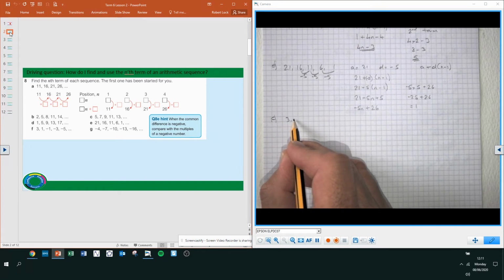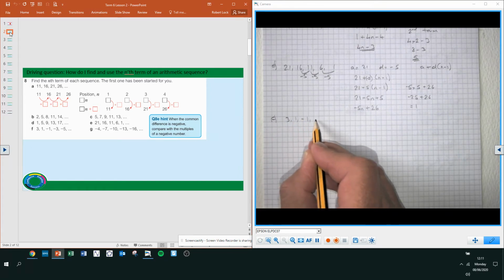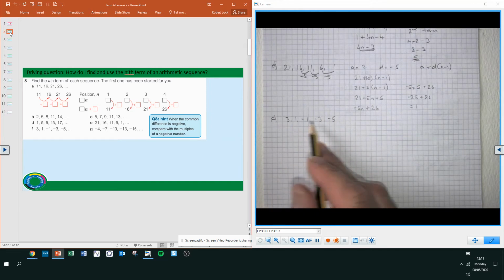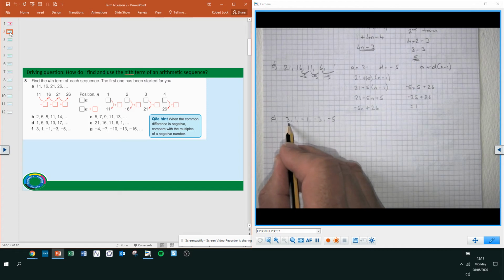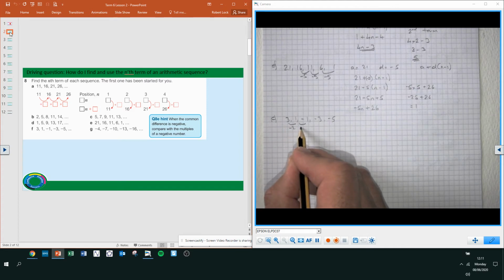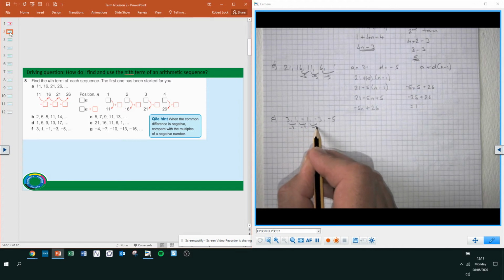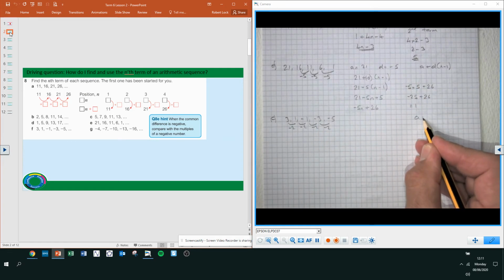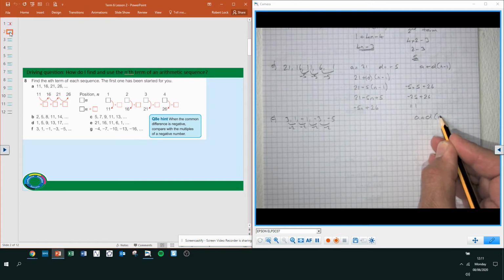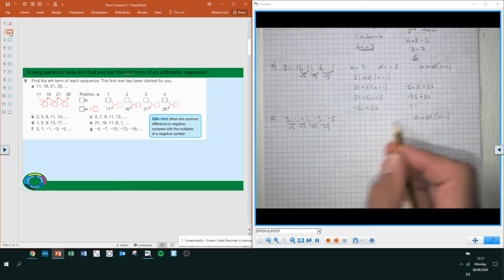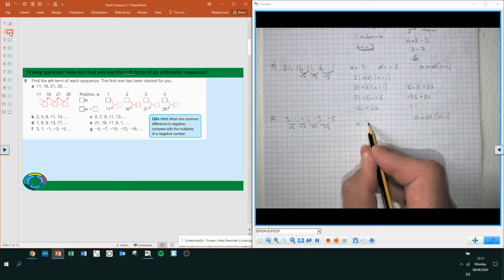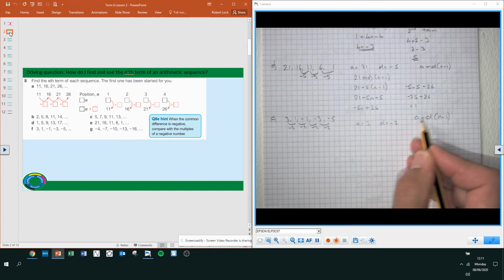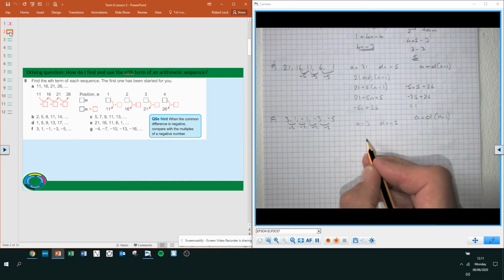3, 1, minus 3, minus 5. It's going down the odd numbers. It comes down by 2 each time. Going down, so it would be a minus. So using our formula, A plus D n minus 1. A is 3. A equals 3. D equals minus 2. Substitute these values into our formula.